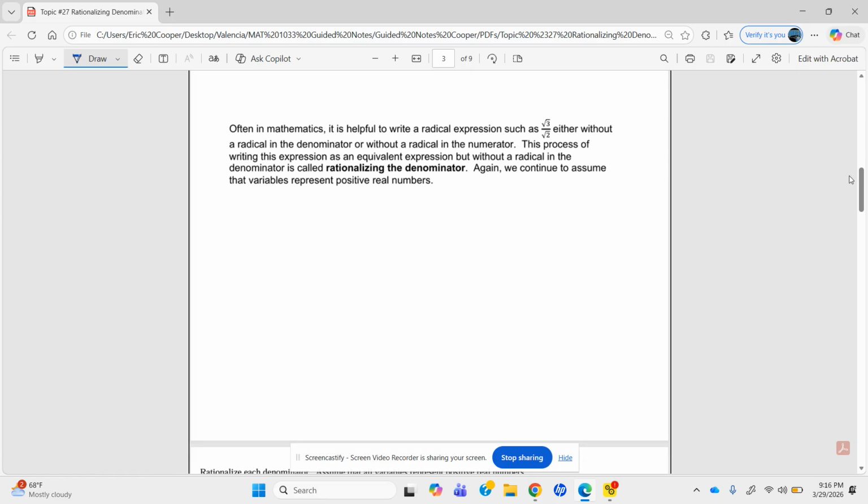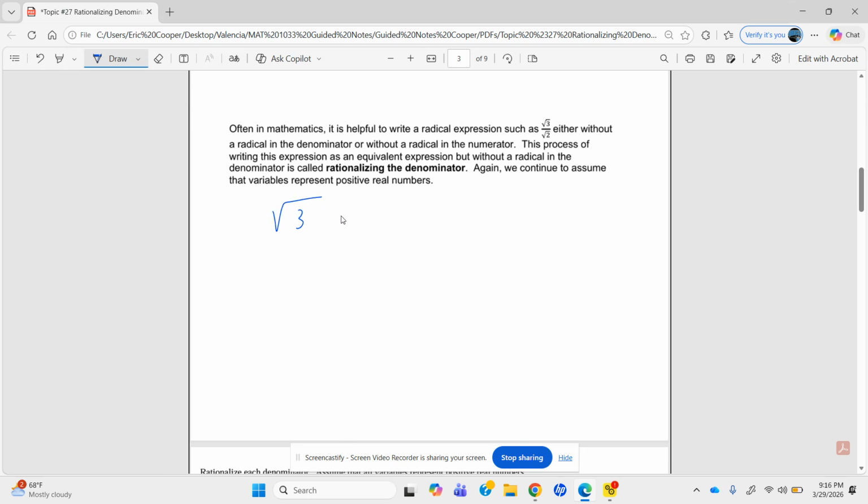So what they mean by rationalizing is they do not want a square root in the numerator or the denominator. And typically in higher math, we focus on the denominator. They do not want to have a square root in it. So we have different techniques for doing it, and it all stems back to what happens when you multiply a square root by itself.